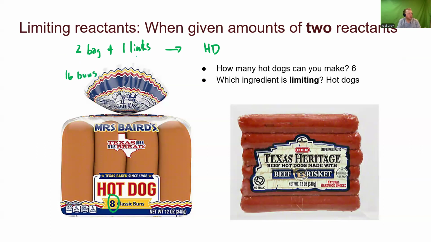So then what would you have to do to the number of links that you buy? You'd have to get another container of those. So you'd get 2 of those, and now you're at 12 links. What is your excess reagent right here? Buns. Okay.